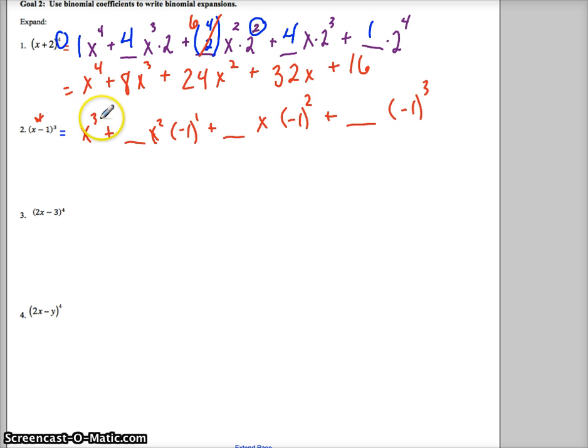So we started with the third power for x and decreased by 1. We started with the 0 power for negative 1 and increased by 1. Let's go back and place our coefficients. 1, the power of expansion is 3.